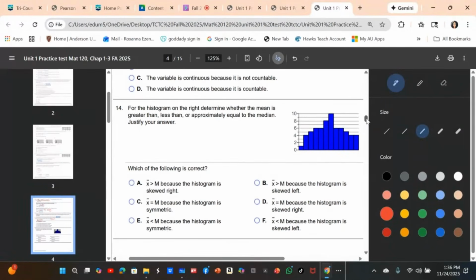So let's look at the diagram on the right-hand side. For the histogram on the right, determine whether the mean is greater than, less than, or approximately equal to the median. Another way of asking you, is it skewed left? Is it skewed right? Or is it approximately normal?